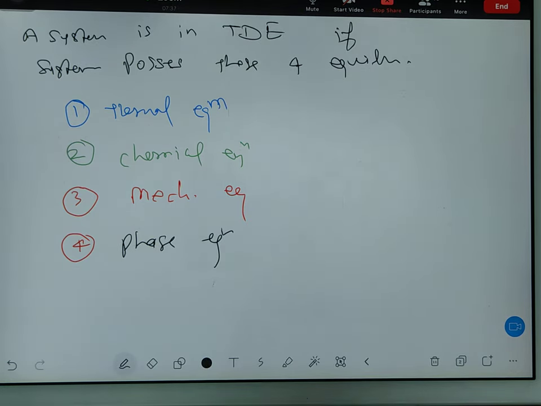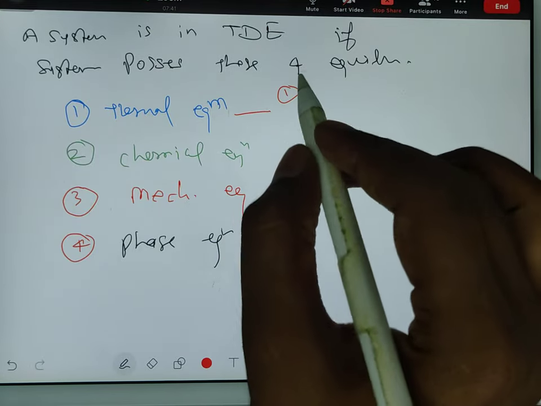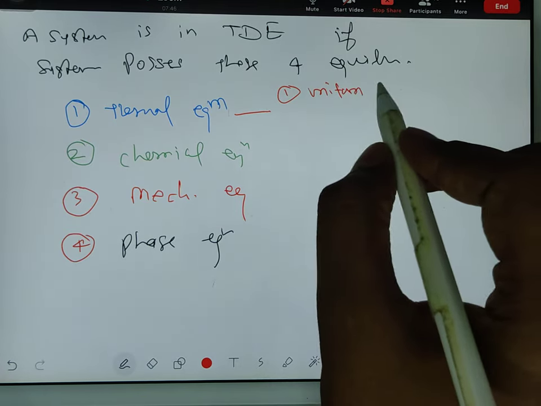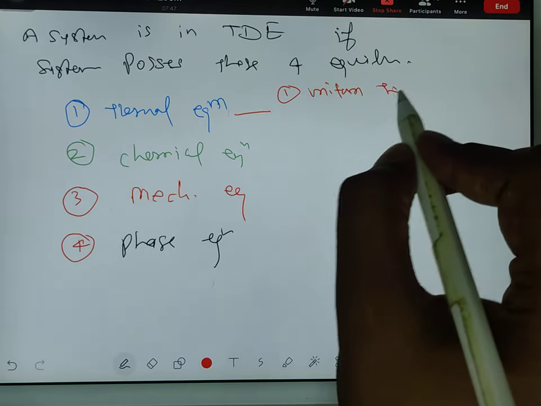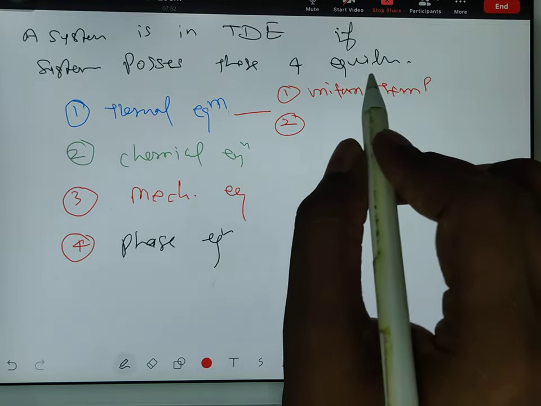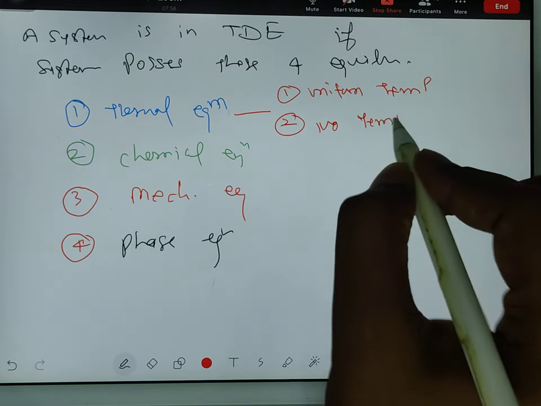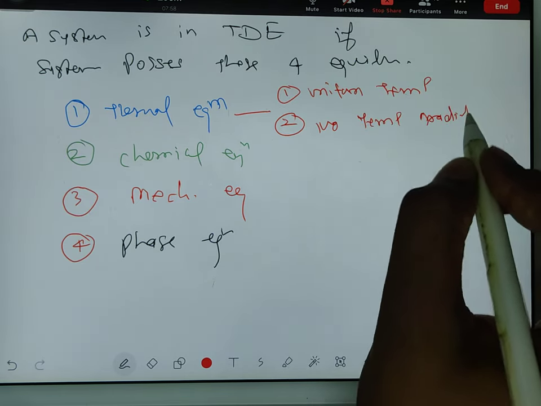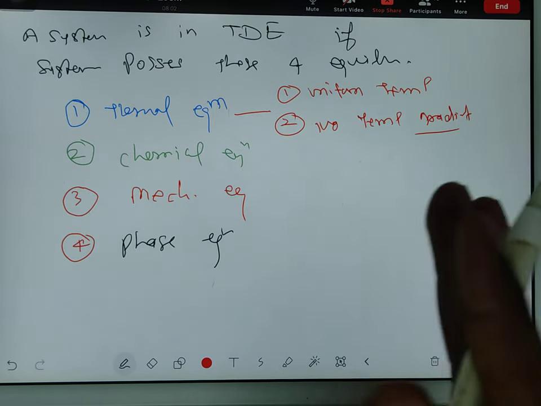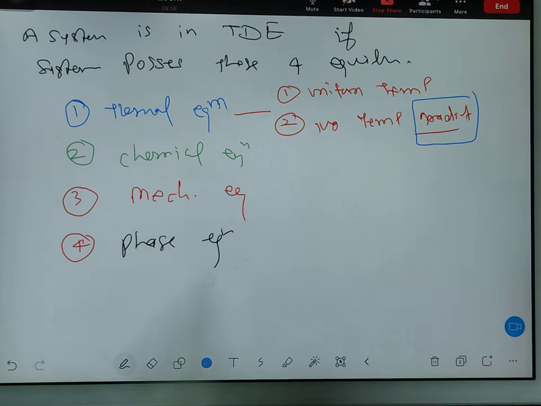Thermal equilibrium, inside this you write down your first point: uniform temperature everywhere. If there is thermal equilibrium, then uniform temperature everywhere. Already you got the idea. Now, second point you write, no temperature gradient in the system. Because if there will be a temperature gradient, it means, okay, for some students, gradient can be a new word, okay?